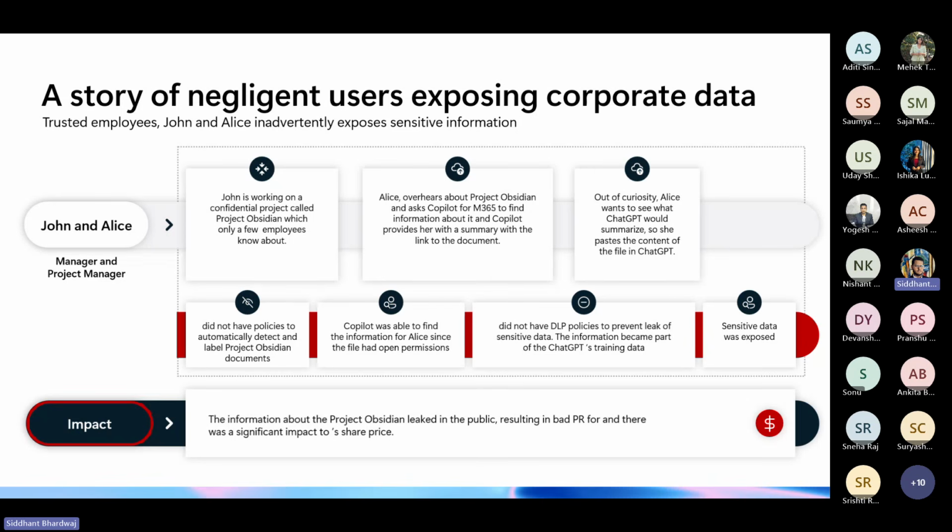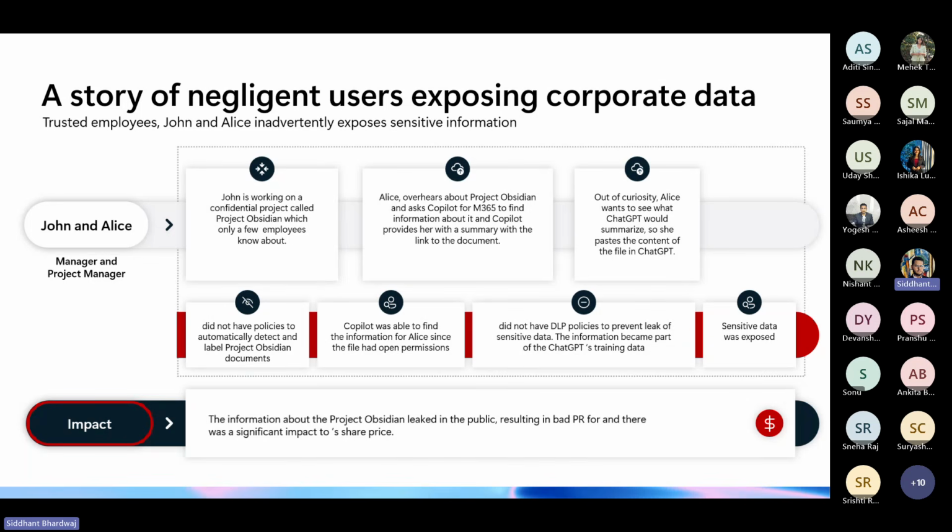We did not have policies to automatically detect and label Project Obsidian documents. There is no keyword detection in terms of which internal data should be classified or not. Copilot was able to find the information as she had file permissions to open and search files. The DLP policies did not prevent the leak of sensitive data because the information became a part of ChatGPT's training data.